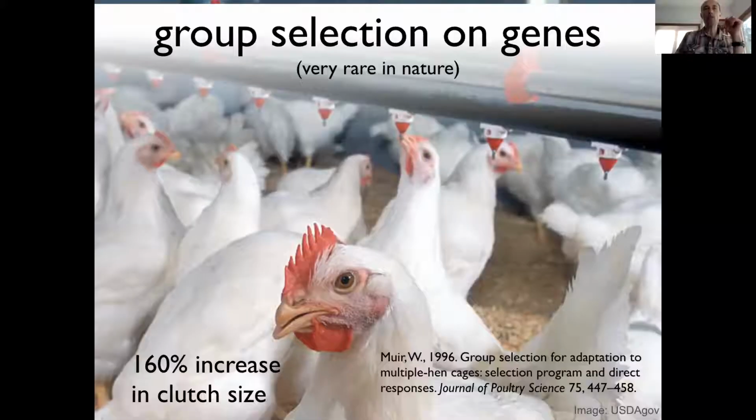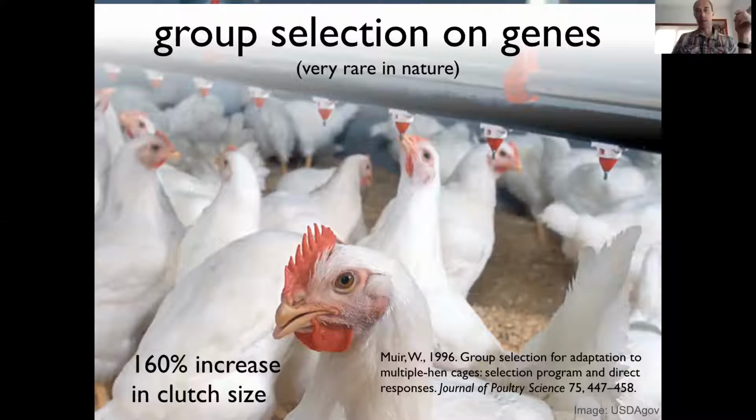So I was just sort of making the point that the evolution of cooperation, so to speak, via group level selection is rare. It basically does not happen in nature, except for some very rare cases. However, it does happen when we influence nature, or when nature is constrained in certain ways.